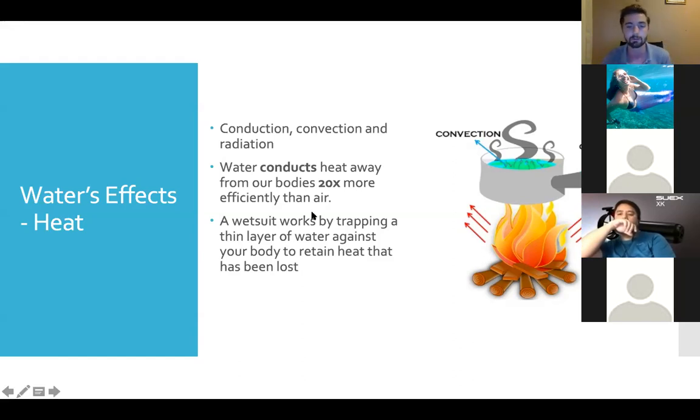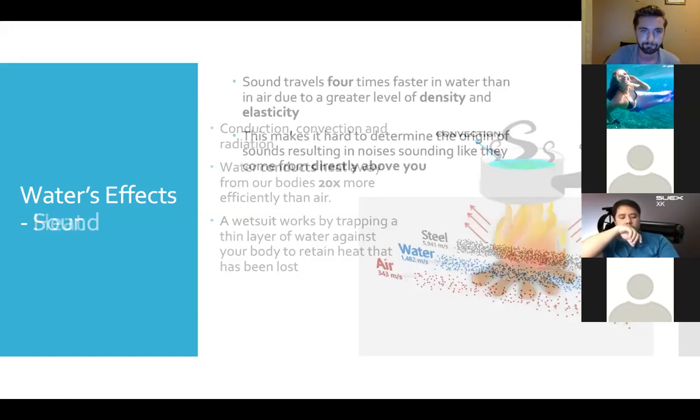So with a wetsuit, what's going on is that water that we've conducted our heat into is being trapped against our body so that it's not leaving us. So again, your wetsuit should be really tight, right?